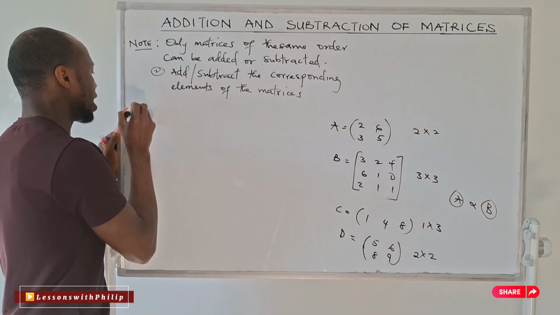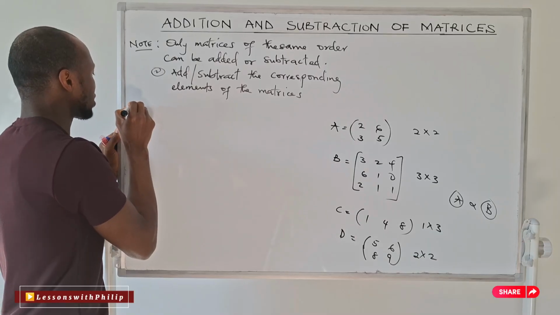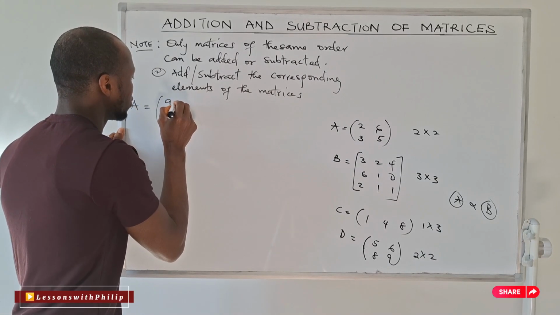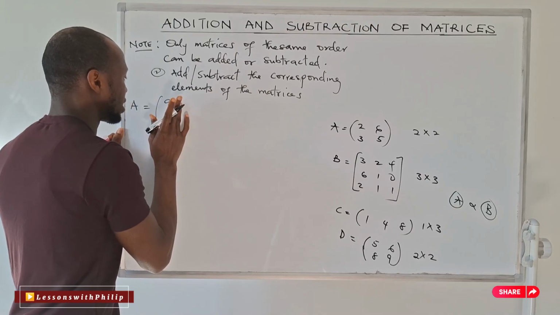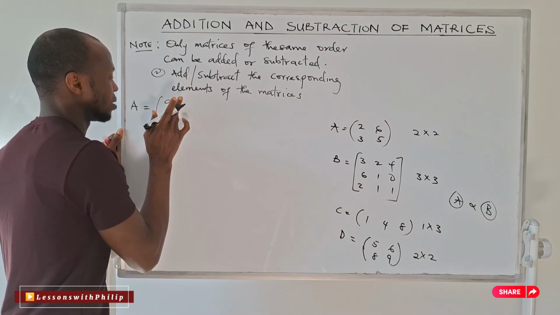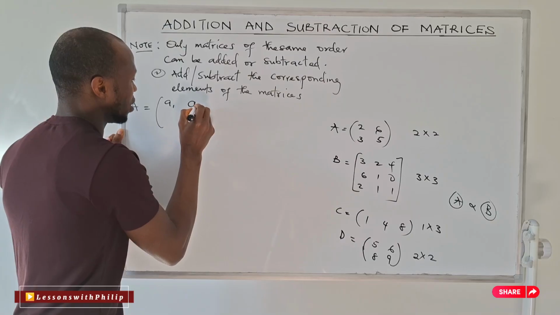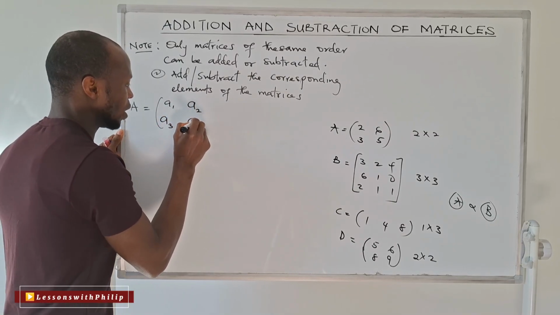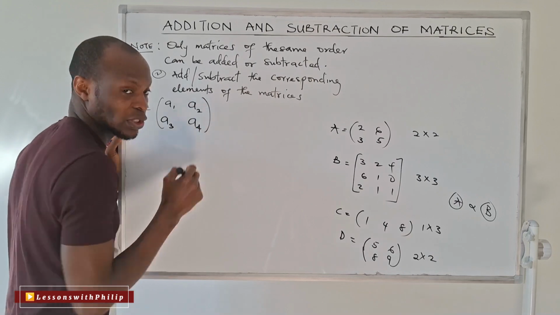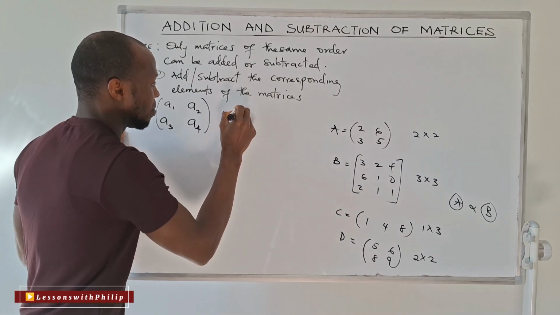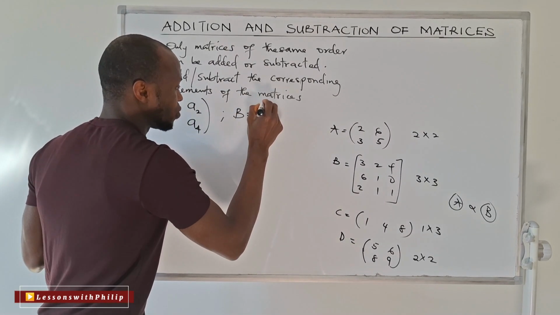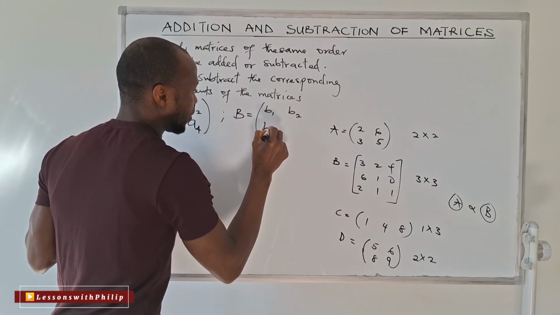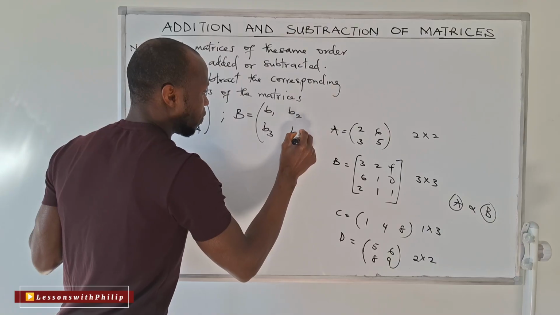Assuming that matrix A equals A1, let's say I call it A1. Let's say I call this one A2. I call this one A3. I call this one A4. For example, this is matrix A. Let's assume that my matrix B equals B1, B2, B3, B4.